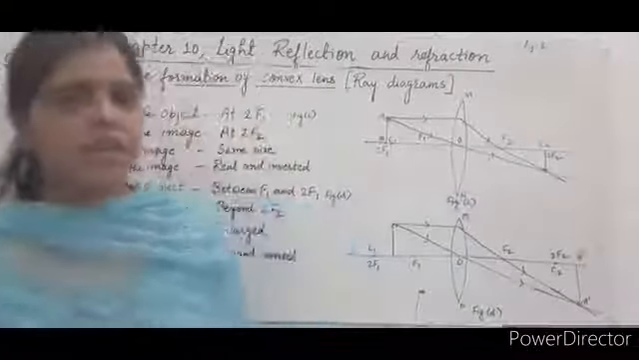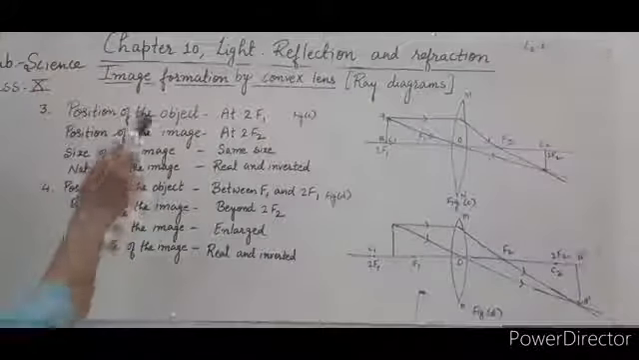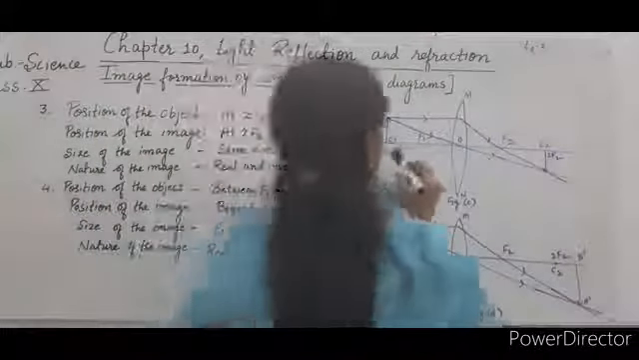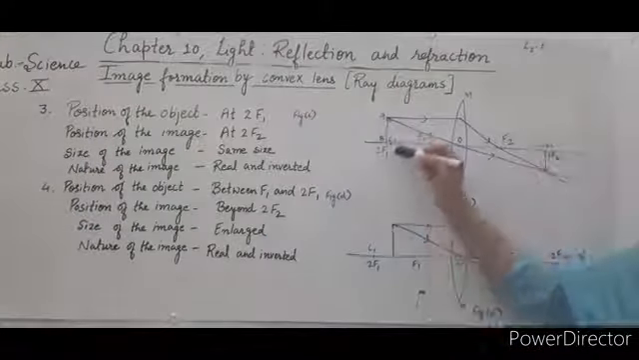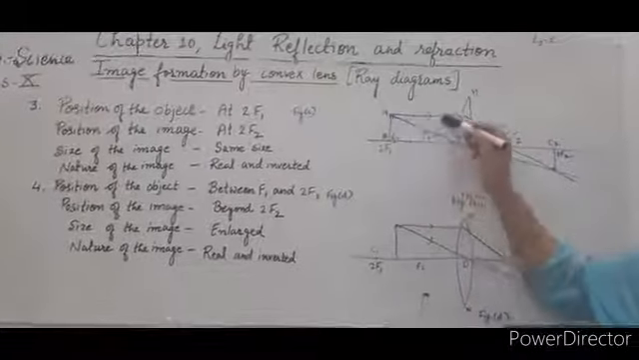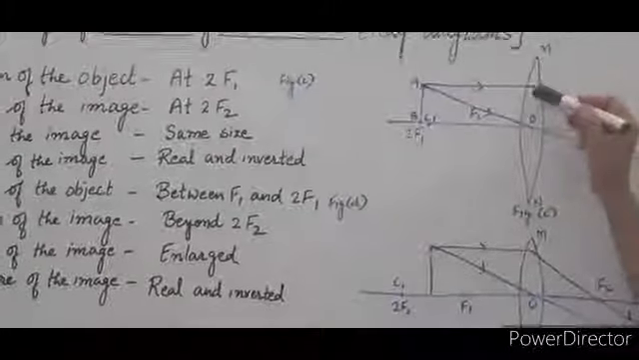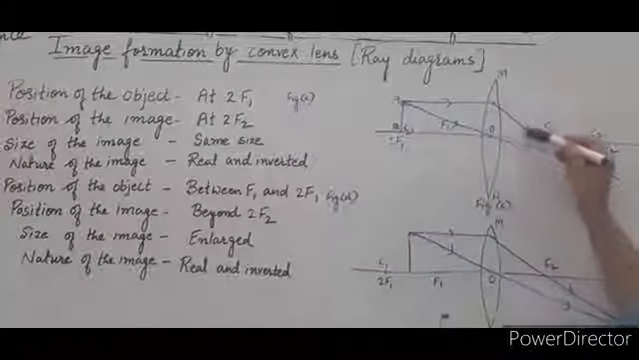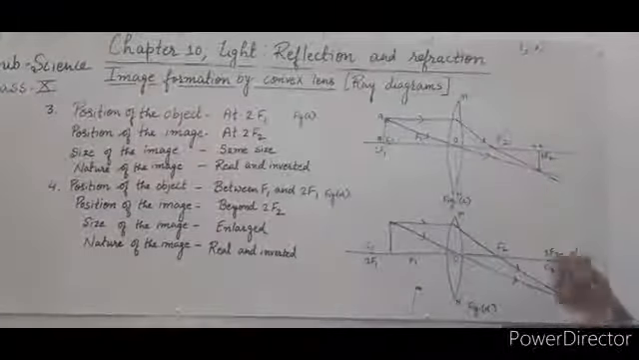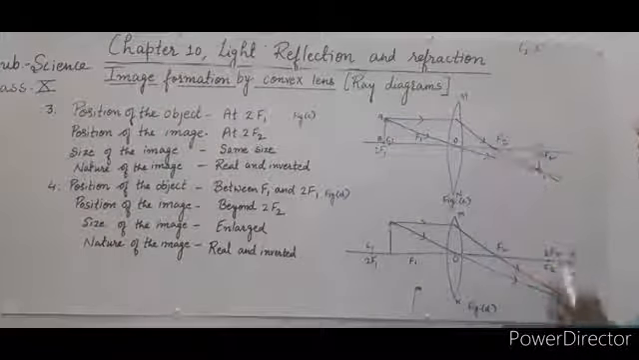Now the third case, when the object is placed at 2F1. AB is our object, placed at 2F1. One ray parallel to the principal axis falls on the lens. After refraction, it passes through F2, the principal focus on the other side of the lens.